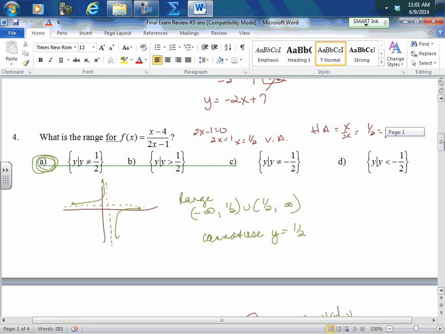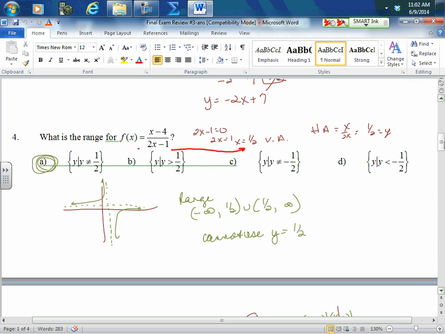Stop me if you have any questions, guys. The range is a little trickier because number one, you have to find your domain. You have to take a look at the graph because from that you can find your range. So I can tell if I'm going to factor, if I'm going to reduce anything, I have a point of discontinuity. If not, I have a vertical asymptote. This is my vertical asymptote.